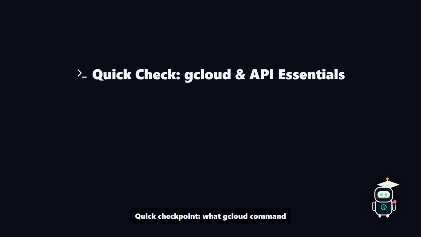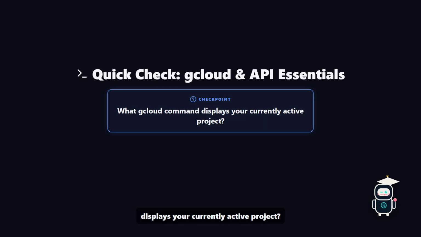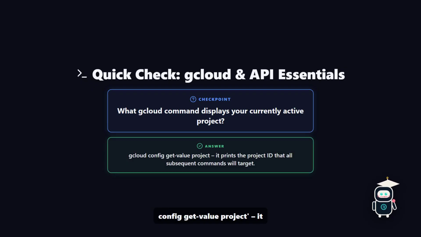Quick checkpoint. What gcloud command displays your currently active project? The answer is gcloud config get value project. It prints the project ID that all subsequent commands will target.